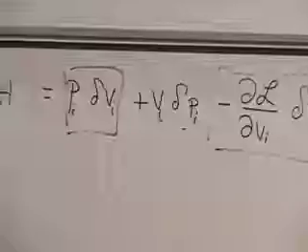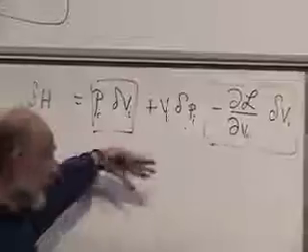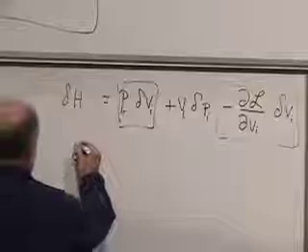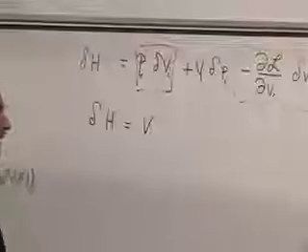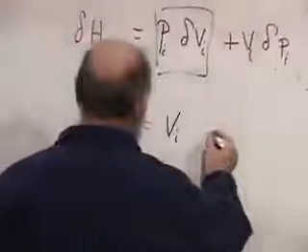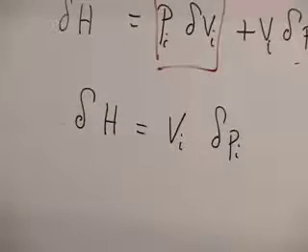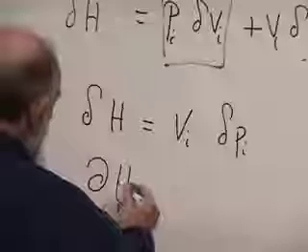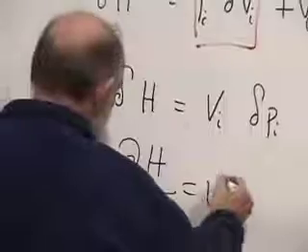When I change things a little bit, this is what happens to h. Again, exactly the same pattern. The dL by dv sub i is the same as p sub i, so they cancel. And all I'm left with is that the change in h is equal to the ith v variable times the change in the ith p variable. From this, you could easily read off that the partial derivative of h with respect to p sub i is equal to v sub i.